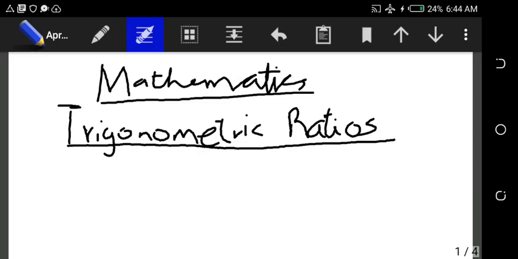Today we'll be studying the topic trigonometric ratios in our mathematics. It is important that we study this topic because a lot of lessons that we'll be having in future videos will be making a lot of references to the trig ratios. So I believe it will do us a lot of good if we have a firm understanding of what they are.